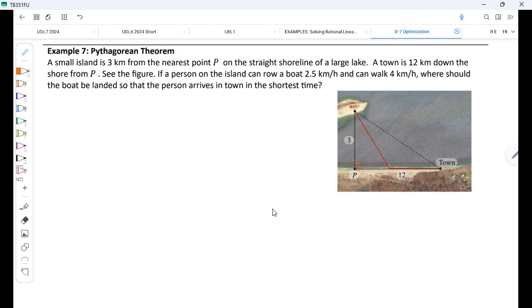So we need to do some labeling here. That 12 is the full distance from the town to point P. So basically, what we need to do is break it apart. And I think the best way to do that is to label this part of it X. And then what would the red line be?